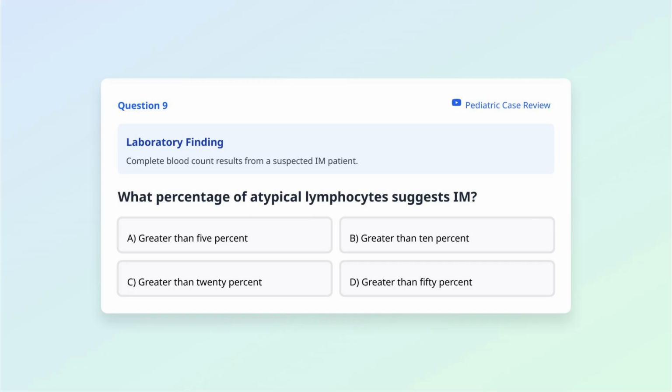Complete blood count results from a suspected infectious mononucleosis patient. What percentage of atypical lymphocytes suggest infectious mononucleosis? Is it A, greater than 5%, B, greater than 10%, C, greater than 20%, or D, greater than 50%? Understanding the significance of atypical lymphocytes in the complete blood count is important for the diagnosis of this condition.